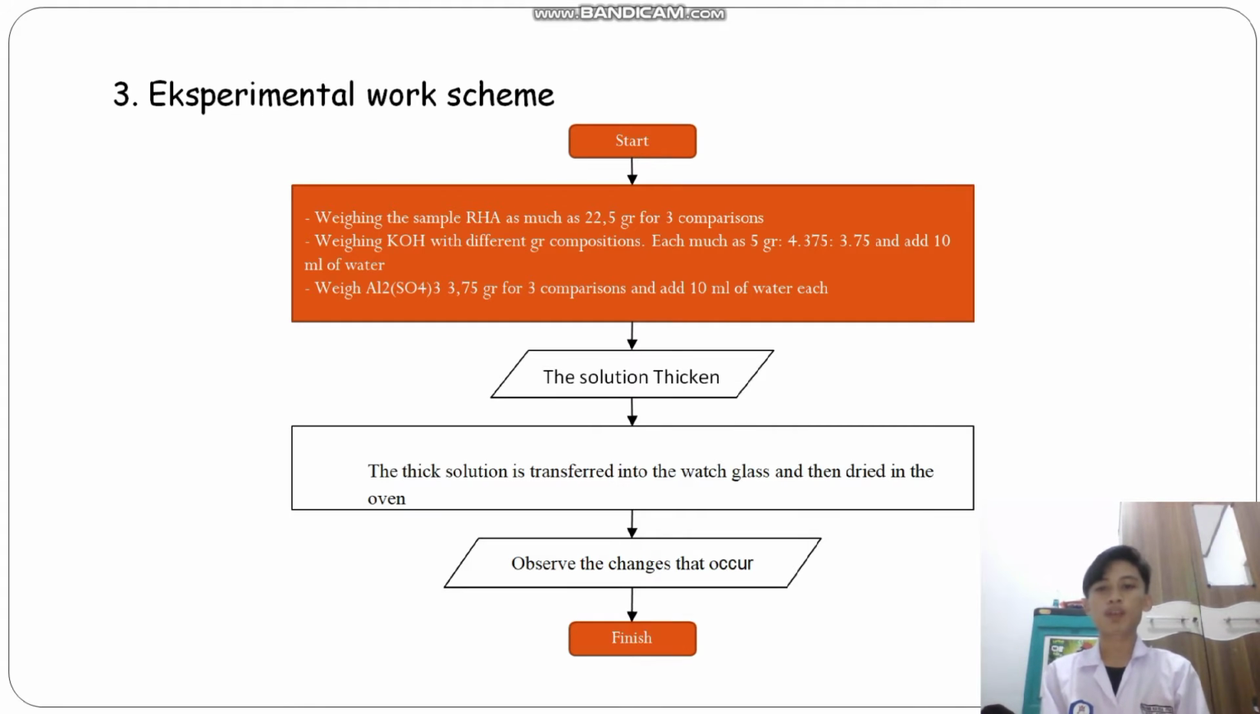Number 3, experimental work steps. Start: weigh the sample of rice husk as much as 20 grams for pre-compression. The second, weighing KOH with different gram compositions. Each mass is 5 gram, 4.